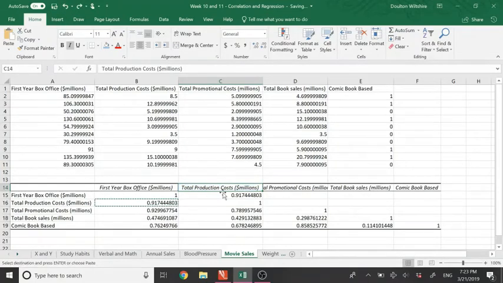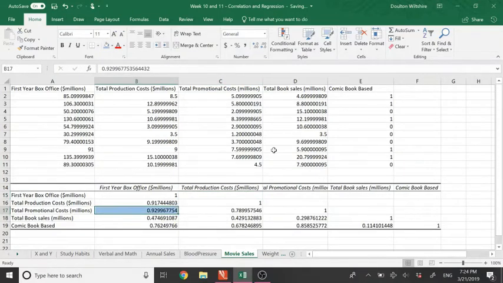But we are looking for the number that has the strongest relationship. So we're just looking for the one closest to either positive 1 or negative 1. These are all positive. And we can see that the one with the highest relationship there is going to be first year box office and promotional costs. It also asks us for the weakest relationship. So we're looking for the one closest to 0. And if we do that, we're going to see over here, let's make that a different color, that is the total book sales and whether or not it is comic book based.